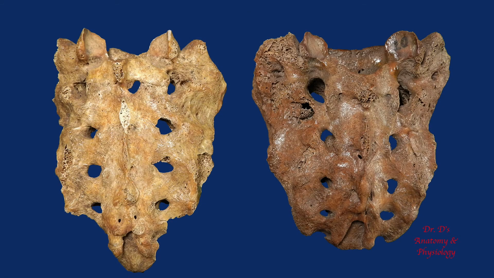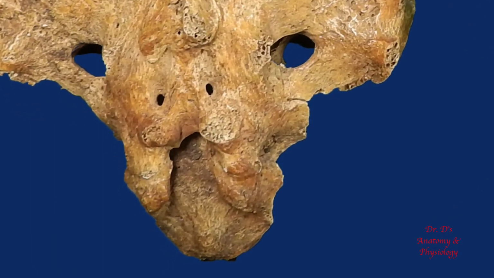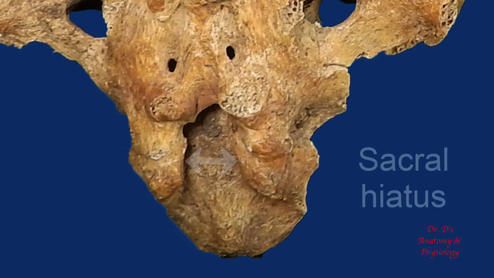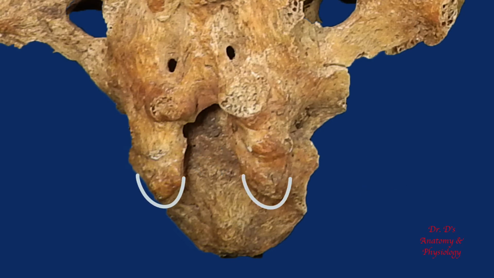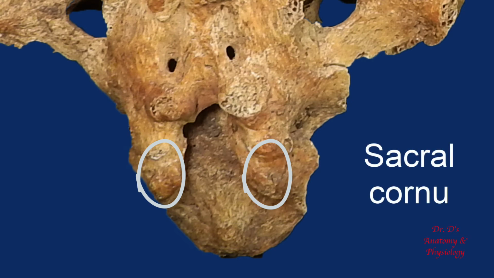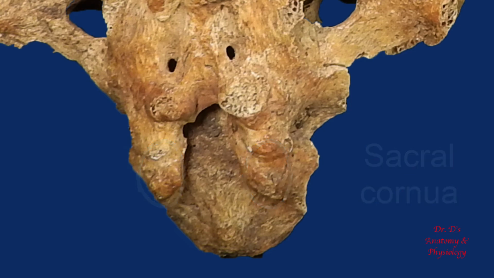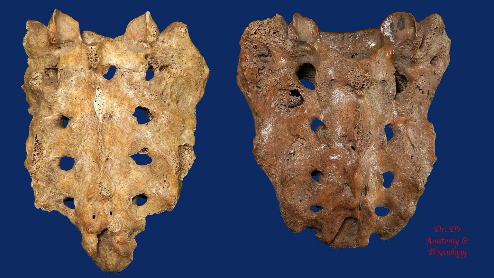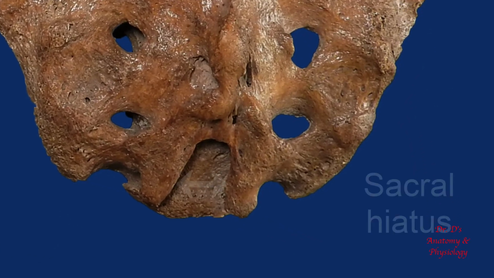Here are posterior views of 2 actual specimens of sacra. If we take a closer look at the one on the left, we again note the sacral hiatus. Another feature to note are the bumps on the wall of the sacral canal that remains. These bumps stick out like horns, and the Latin word for horn is cornu. So one of these is a sacral cornu, and the plural of cornu is cornua. So we have the sacral cornua. If we look at the sacrum on the right, we can again note the same features: the sacral hiatus and the sacral cornua.